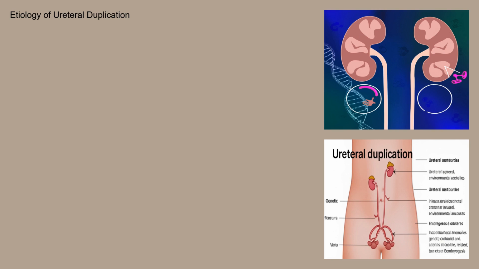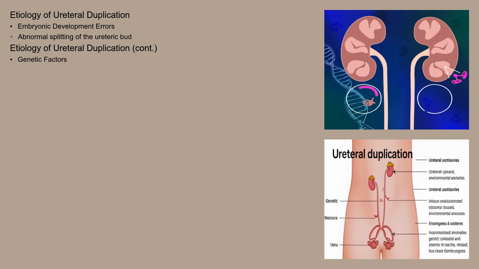The exact cause of ureteral duplication anomalies is not fully understood, but it's primarily believed to be a result of errors during embryonic development. Specifically, it involves abnormal splitting of the ureteric bud, a structure that eventually forms the ureter, early in gestation. Genetic factors are suspected to play a role, and in some cases, ureteral duplication can be associated with other congenital anomalies affecting the kidneys or other organ systems. Environmental factors during pregnancy may also contribute, though specific associations are still being investigated.